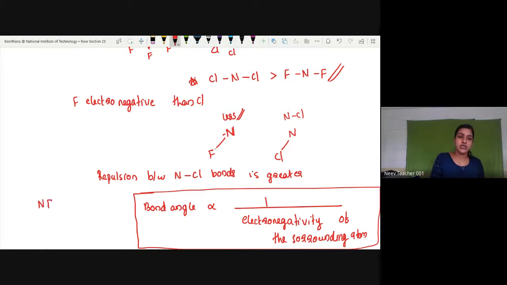So when you're considering NF3 and NCl3, fluorine is highly electronegative, so its bond angle will be less. A highly electronegative atom will cause less electron cloud around the central atom, so the repulsion will be minimum, so the bond angle will be minimum. The bond angle in NF3 is less than the bond angle in NCl3.